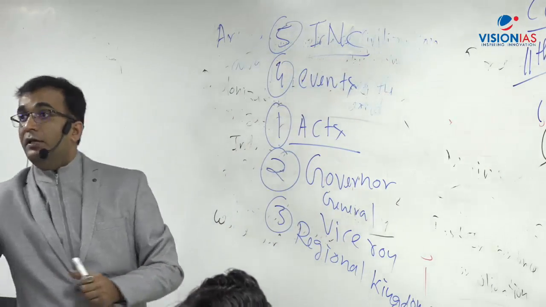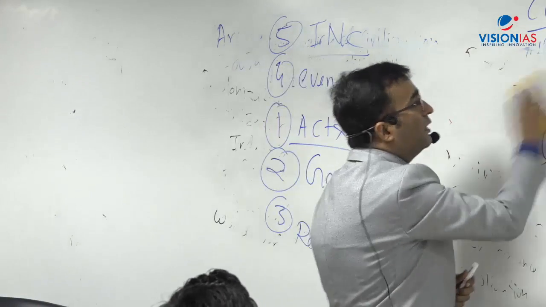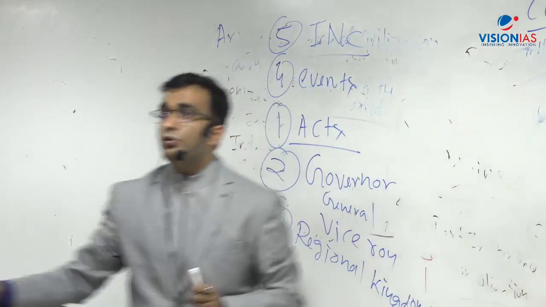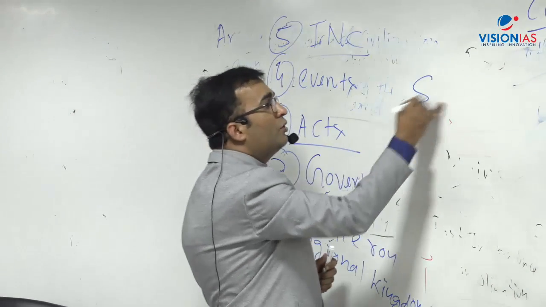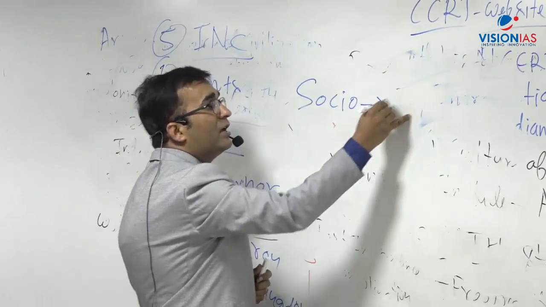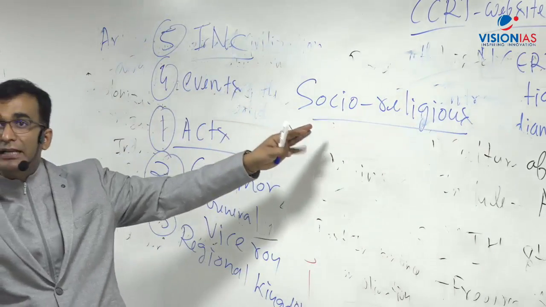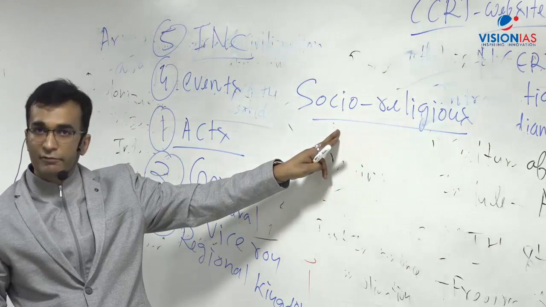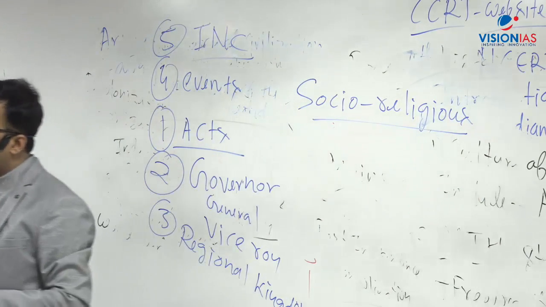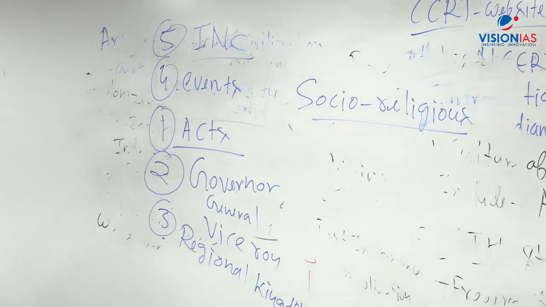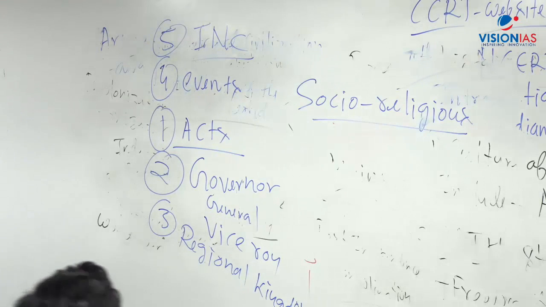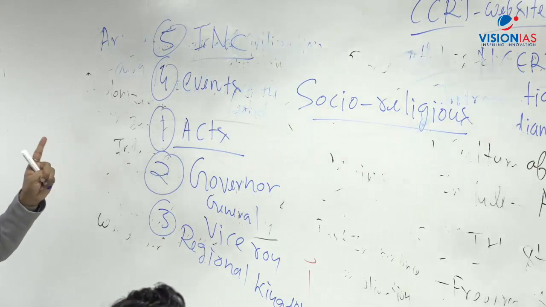Then one more major section of questions is socio-religious reform. Every year you will see that you get one question from this socio-religious reform, starting from Raja Ram Mohan Roy, Ishwar Chandra Vidyasagar, Ramakrishna Paramhans, and then till the modern period, Periyar, and the SNDP movement. So you can expect all these kinds of questions from this section.